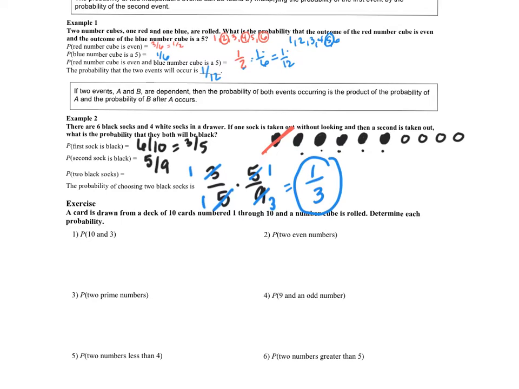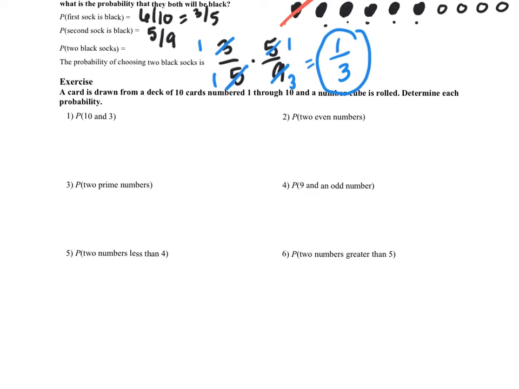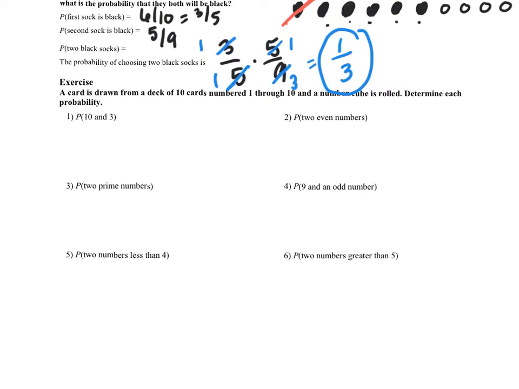You ready? Okay. A card is drawn from a deck of cards numbered 1 through 10, and a number cube is rolled.